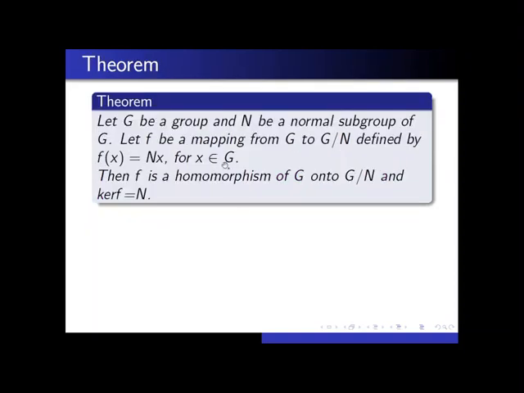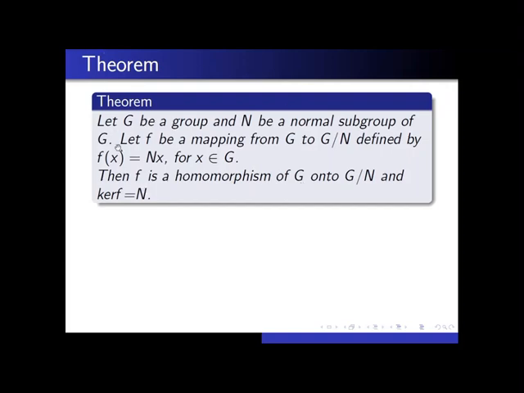Now let us see one theorem. Let G be a group and n be a normal subgroup of G. Let f be a mapping from G to G by n defined by f of x is equal to nx for x belonging to G, which is nothing but the natural or canonical homomorphism. Then f is a homomorphism of G onto G by n and kernel f is equal to n.